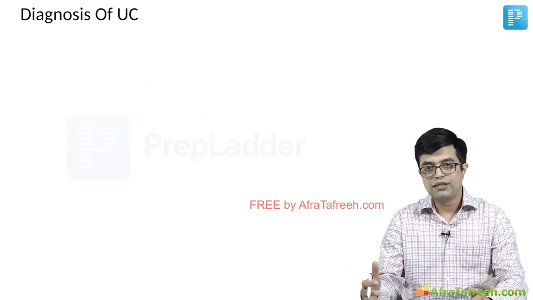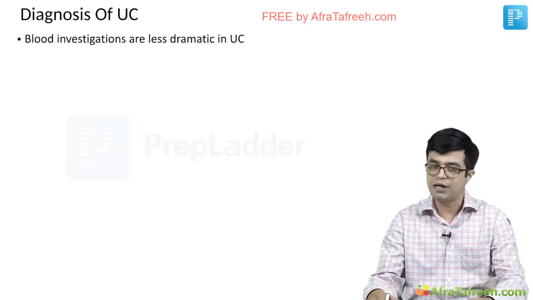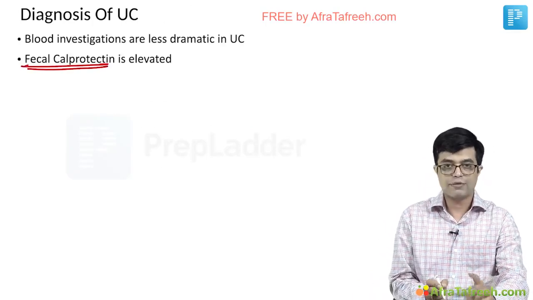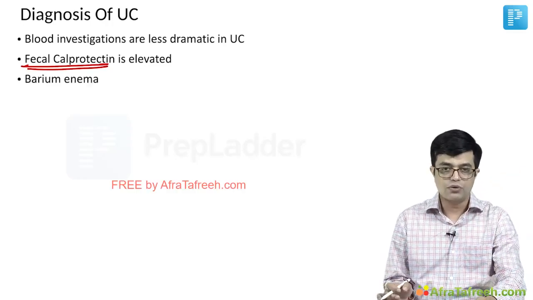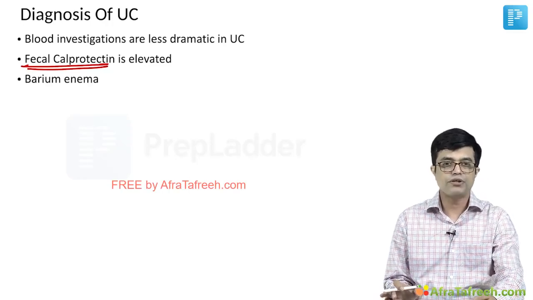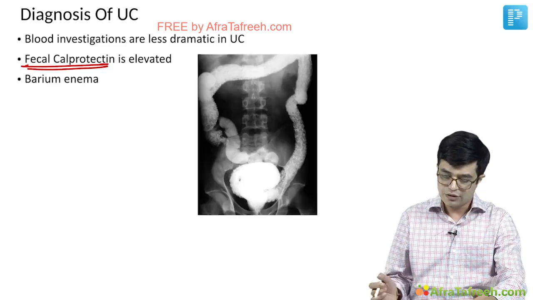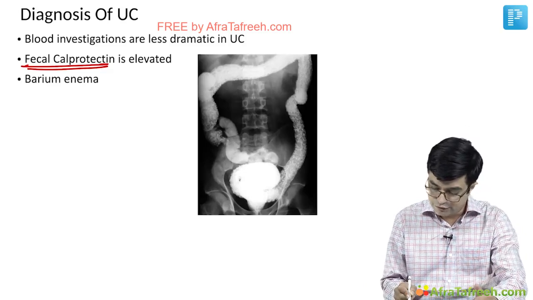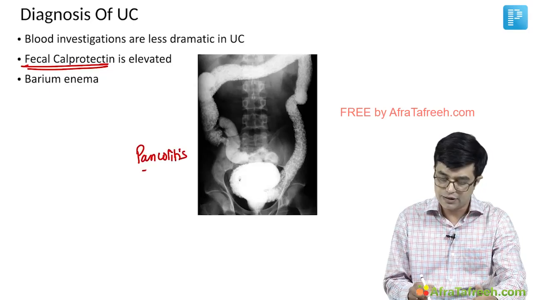Now, how are you going to make the diagnosis of ulcerative colitis? Blood investigations are less dramatic, although anemia can sometimes be seen. Fecal calprotectin will be elevated here as well. So, fecal calprotectin is elevated in CD also, and in ulcerative colitis also. In barium enema, you will find features of whether there is localized involvement or the entire colon is getting involved. So, look at this picture, you will find that there is dilatation with diffuse ulcerative lesions being present in the entire colon. So, this is pancolitis seen on barium enema study.